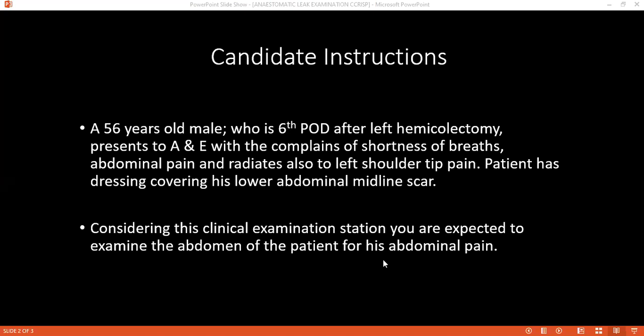But normally, if the patient was there, you'll go ahead till superficial palpation, and you'll ask the patient if you can remove the dressing. The examiner will say to consider it, so you'll not do it. But now this scenario is a little different. The patient is not there. You have to imagine and you have to say it.